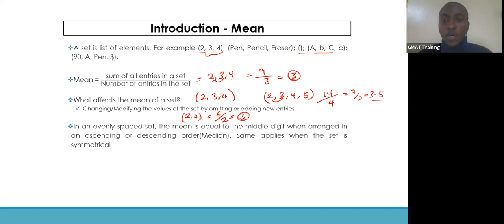All right. So if we omit 2, for example, we have 3 and 4 for the new set. Then we have 3 plus 4, that's 7. Divide by 2, that's 3.5. The mean changed.